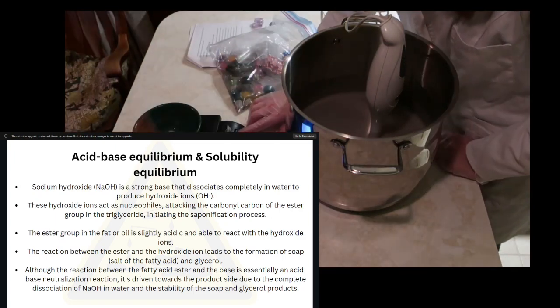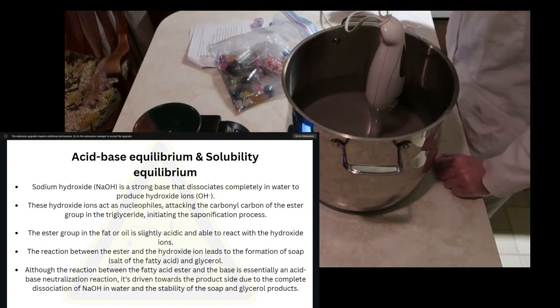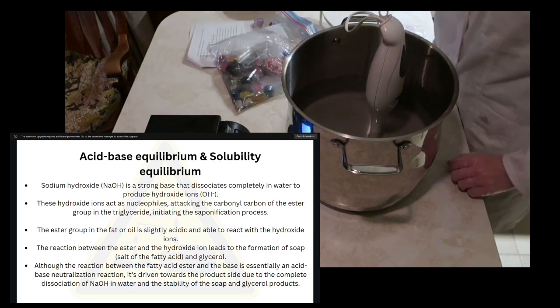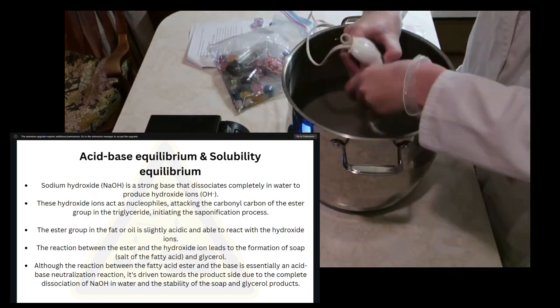Although the reaction between the fatty acid ester and the base is essentially an acid-base neutralization reaction, it's driven towards the product side due to the complete dissociation of NaOH in water and the stability of the soap and the glycerol products.